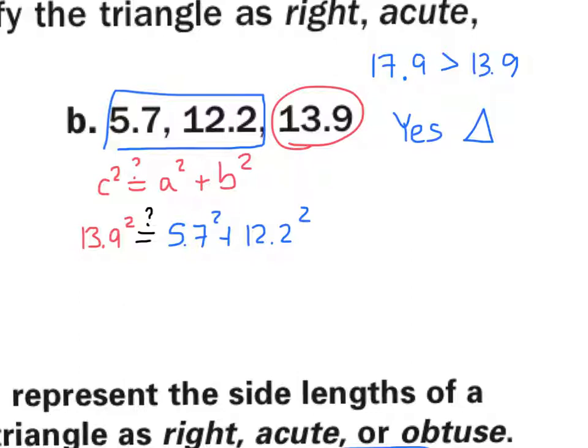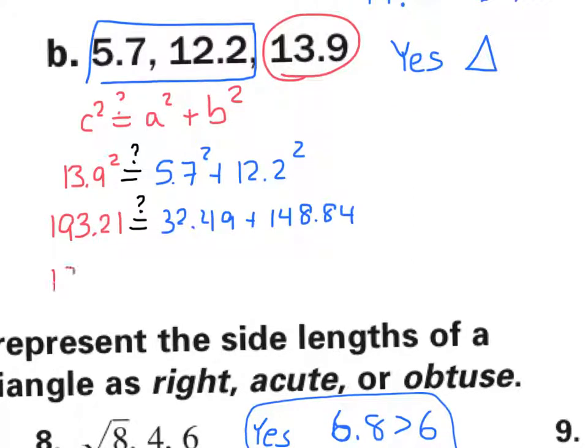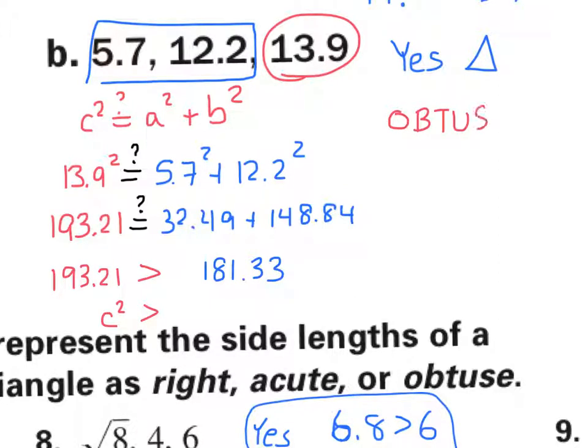Over here, I get 193.21 equals, with a question mark, 32.49 plus 148.84. My final step here, 193.21, I'll leave a blank, 181.33. So clearly the red side is greater, C squared is greater. So in this case, I have an obtuse triangle.